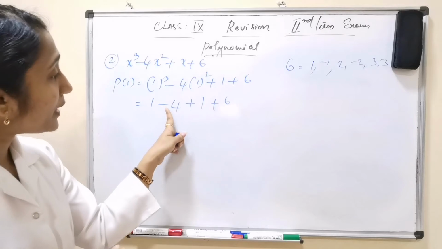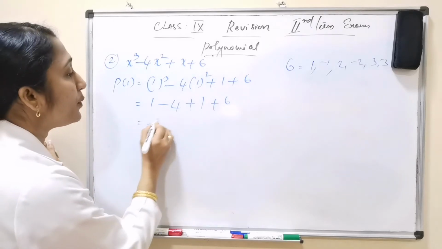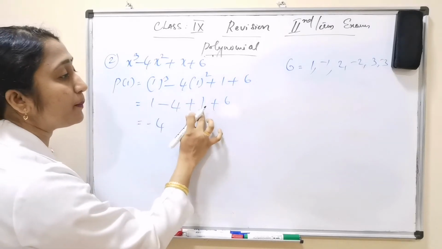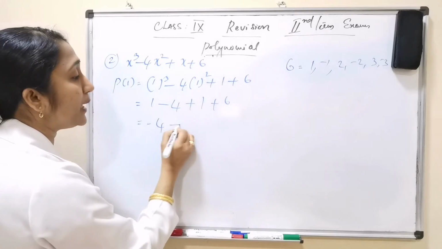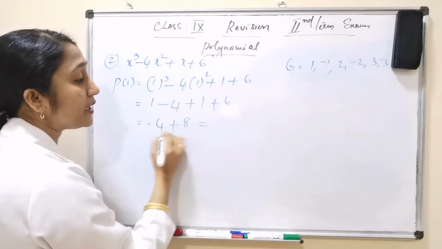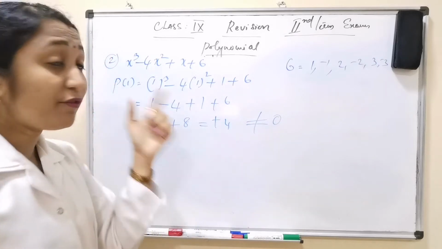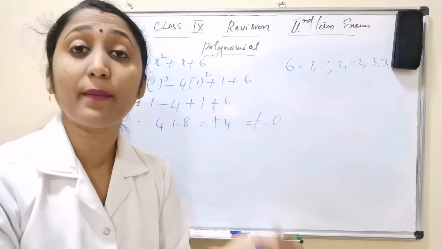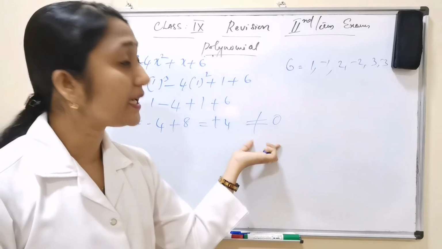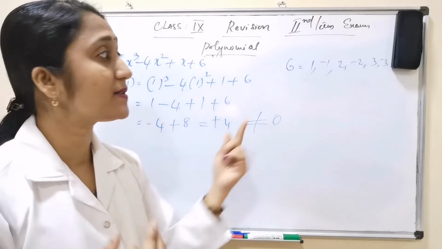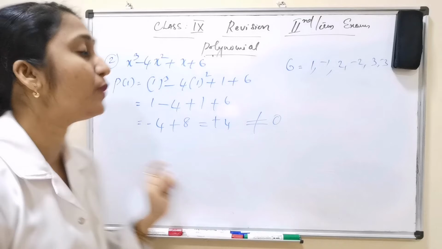Look at this, minus 4. So minus 4, 1 positive, 6 positive. So that is plus 8 minus 4, so it is equal to plus 4. So it is not equal to 0. If it is equal to 0, it will become a factor. Here we got it is not equal to 0. So next step we have to put minus 1.